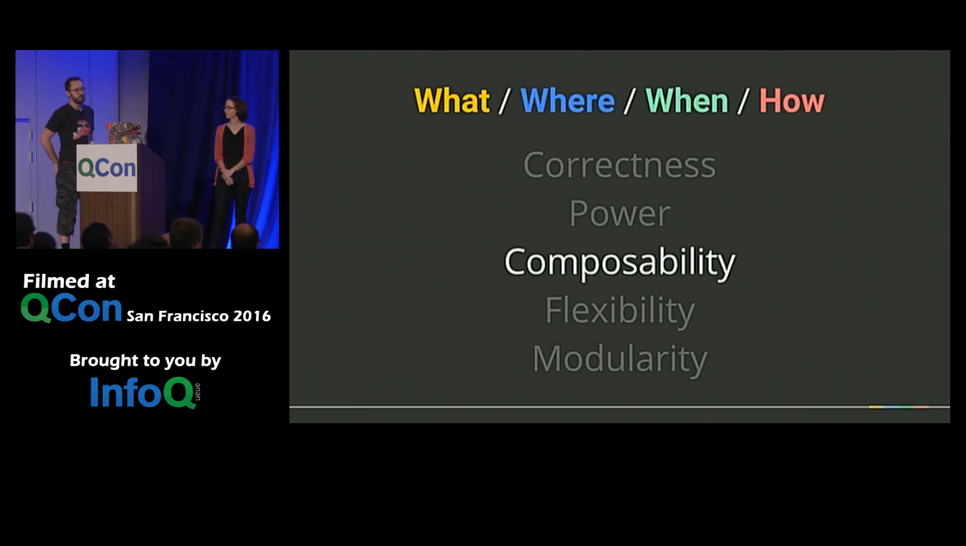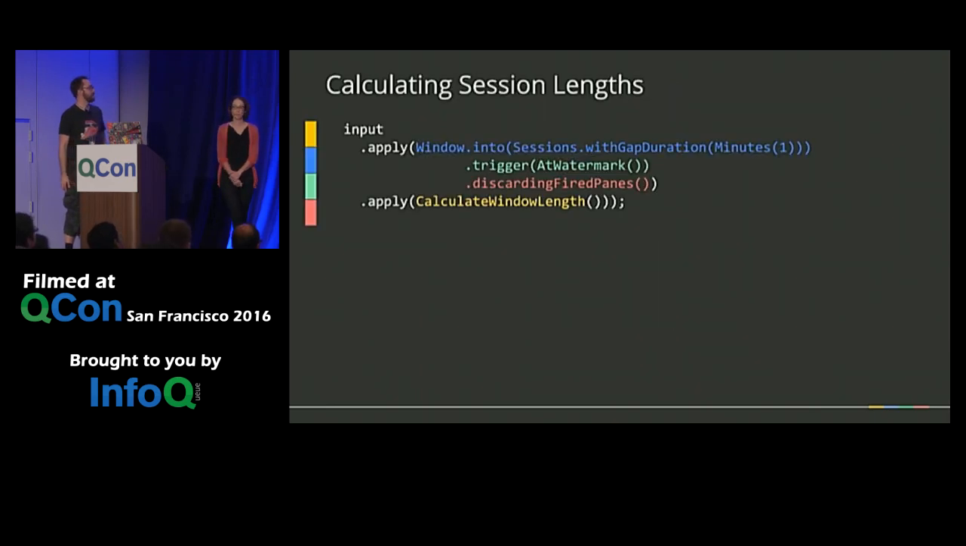All right, so next, composability. We've shown you a bunch of examples where you ask the 4 questions and answer them, but you actually can ask these questions multiple times, and that extends further the amount of power you have with the system. What we have here is some code that's calculating the length of a user session. We're windowing into sessions, triggering at the watermark, and then we're just calculating the length of each session. We're not trying to sum the scores right now, just figure out how long that burst of user activity was.